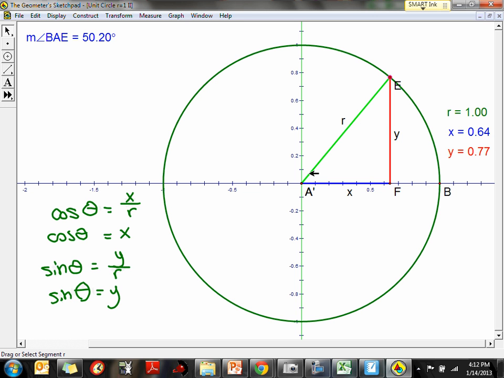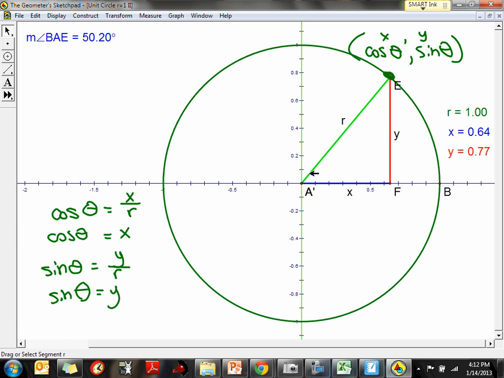So when we look at any ordered pair on this coordinate plane, the cosine of theta is the x-coordinate, and the sine of theta is the y-coordinate. So they represent the x and y in your ordered pair. Those x and y values are what we're going to be graphing whenever we graph the cosine of theta.